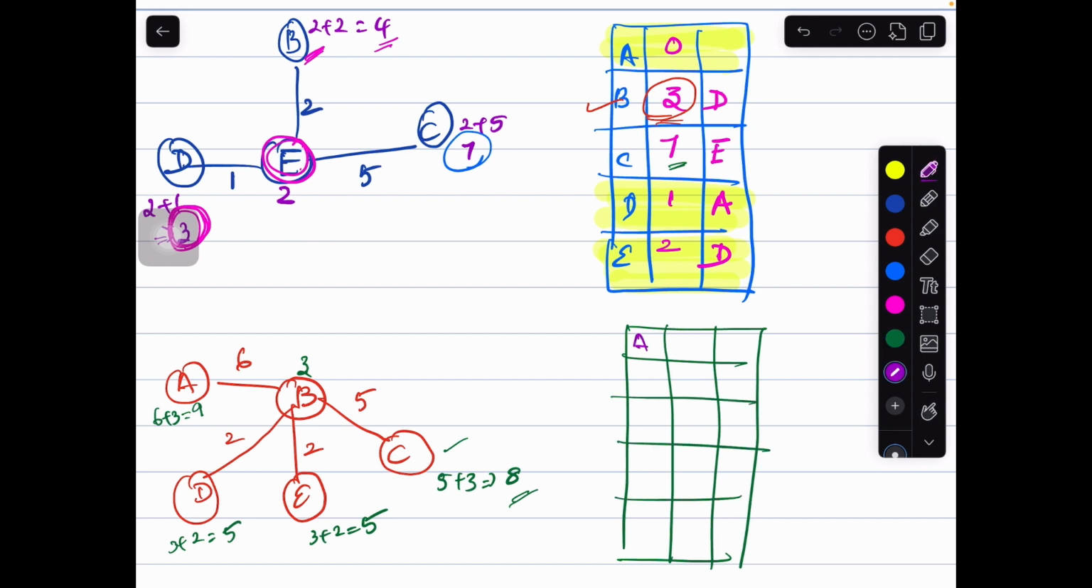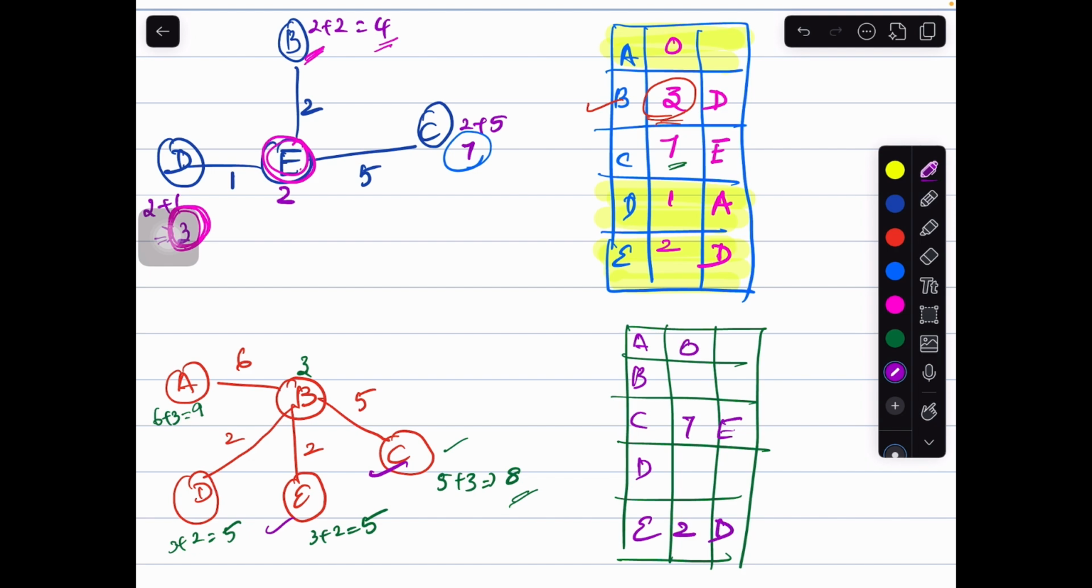So A, B, C, D, E. Now for C, we don't have to update as 7 is lesser than 8. So let us write down the same thing. Now for E it is 5, but E through D it is lesser. So let us write down the same thing.